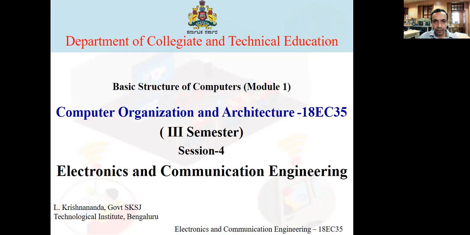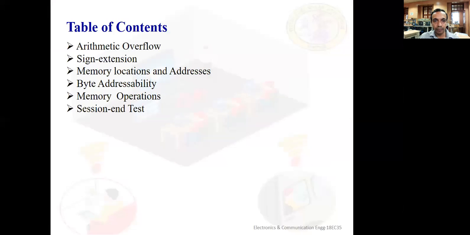So in the previous session, we have seen number representation and how we represent signed integers using 3 different formats. And we also saw arithmetic operations on these signed integer representations. So today we'll continue with the overflow topic and sign extension. And we'll also look into memory addressability and its assignment.